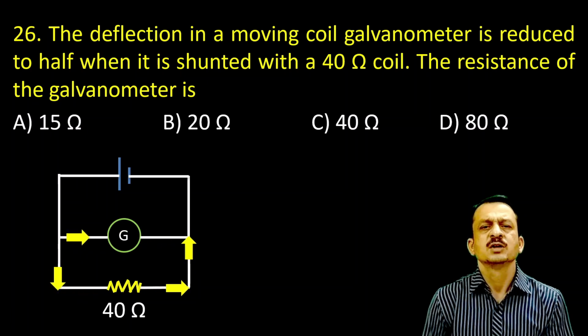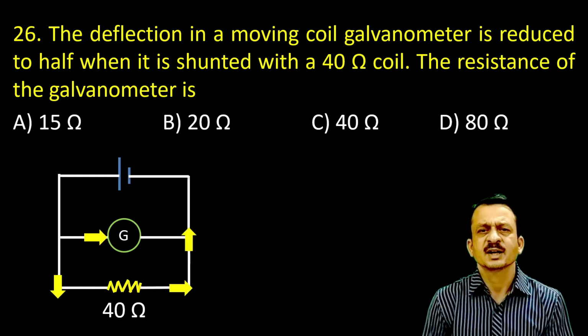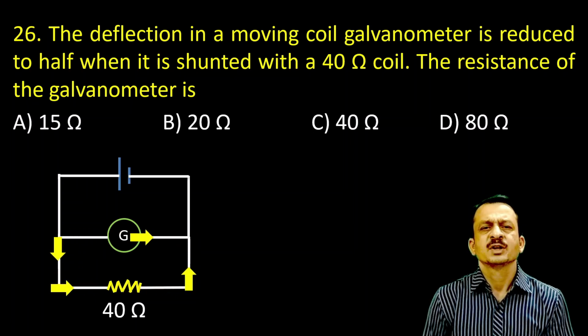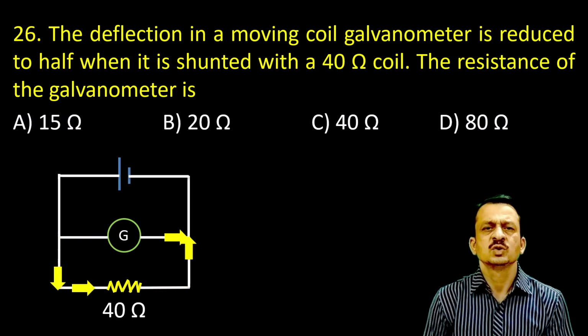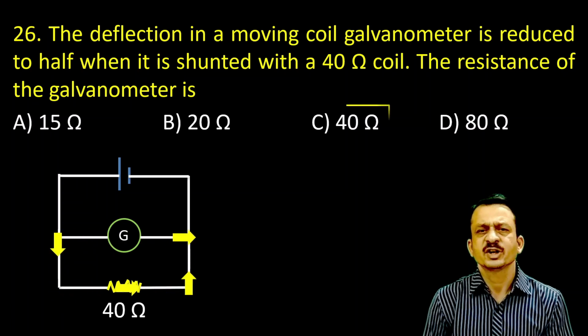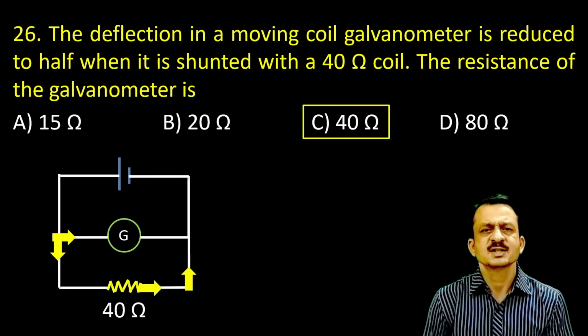Now this is possible, that current is equally divided, only when the resistance of the galvanometer is exactly equal to the resistance of the shunt resistor. On this theoretical concept, we can say that resistance of the galvanometer is 40 ohm, therefore C is the right answer here. Clear? Next problem.